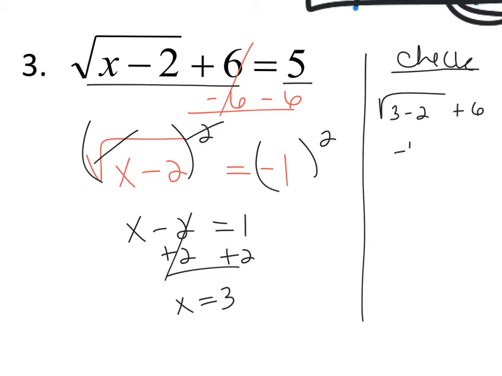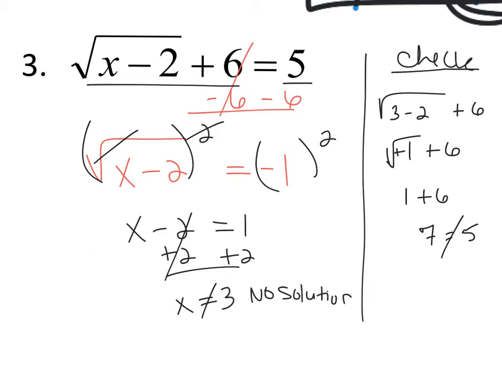3 minus 2 is -1. Nope, it's just 1. I'm sorry. Square root of 1 is 1. 1 plus 6 is 7, which does not equal 5. So this doesn't work. So we would say no solution because we only got 1x and that 1x doesn't work.